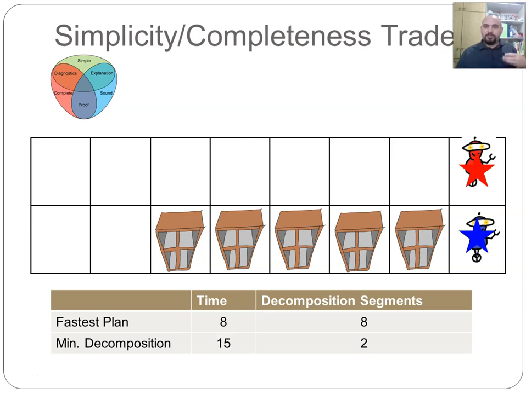So if I want to explain short plans, I need to give up simplicity because they might require a lot of segments. If I want a small number of segments, I might lose some completeness. I might sacrifice at least the length of a plan, or maybe even the existence of a plan altogether.